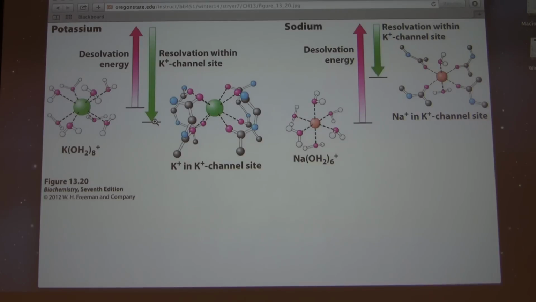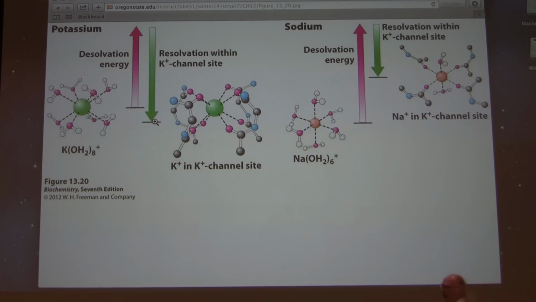How does that happen? Well, it turns out that the nice dimensions of the potassium ion fit very nicely in that little chamber as it's wiggling its way through. It's perfectly shaped for a potassium. It's not perfectly shaped for a sodium. A sodium bounces around in there because it's too small. It doesn't have the right dimensions to interact with all the stuff that the potassium ion gets to interact with as it's going through.